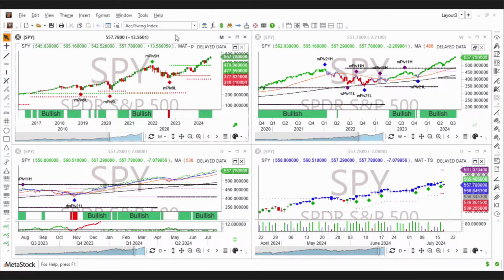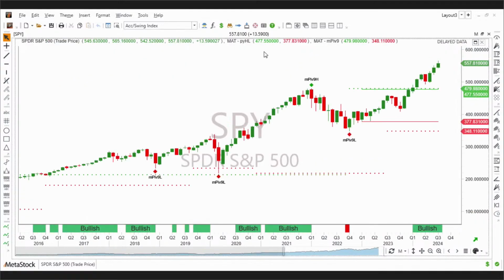Now, there is a bunch of indicators on the monthly, a bunch of indicators on the weekly, and a bunch of indicators on the daily. So let's start with the monthly, just to give you guys a general overview of what's happening on each time frame. First of all, you'll notice that there's a solid green line and a solid red line. The solid green line is the highest point of last year, and the solid red line is the lowest point of last year. So the high and the low of 2023.